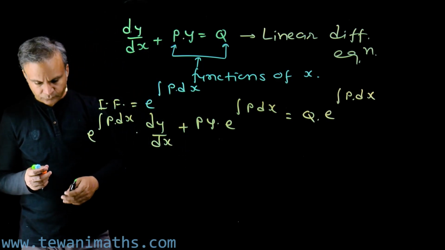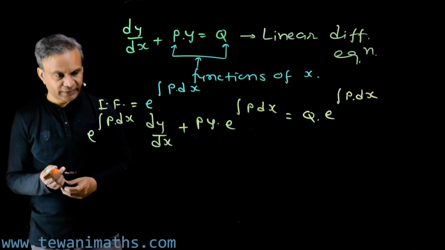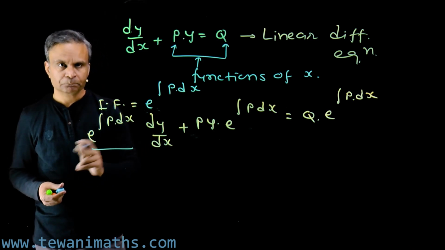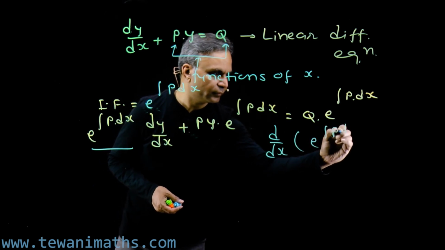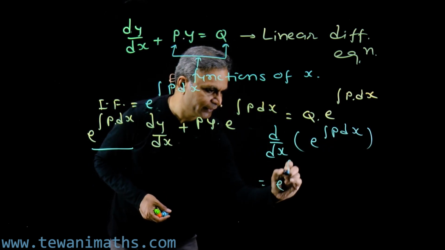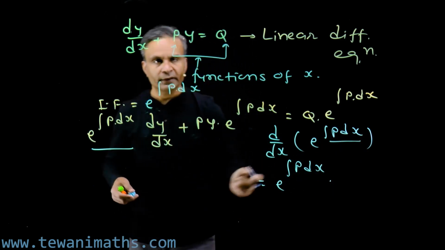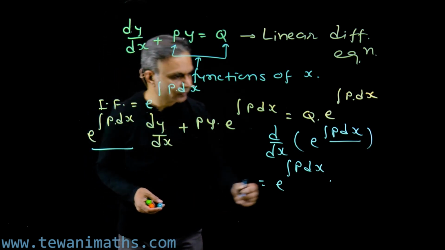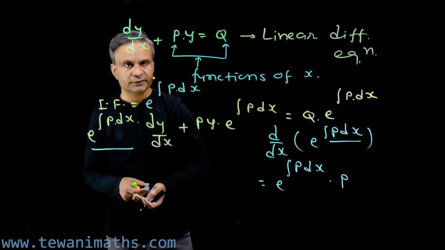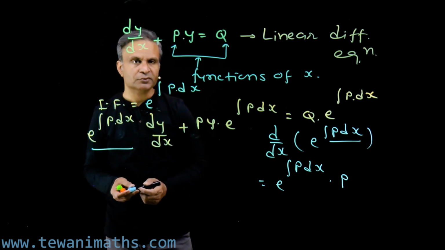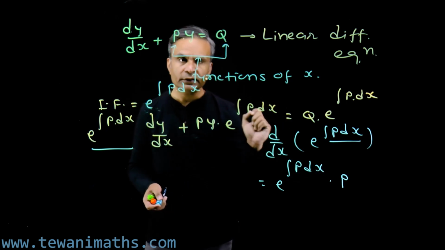Now what is the advantage? We have here y, here we have derivative of y, here we have integrating factor. What will be its derivative? Derivative of integrating factor will be integrating factor multiplied by derivative of this exponent. This derivative will be function p, because integration is reverse process of differentiation, or vice versa. Differentiation is reverse process of integration. So derivative of this will be function p.